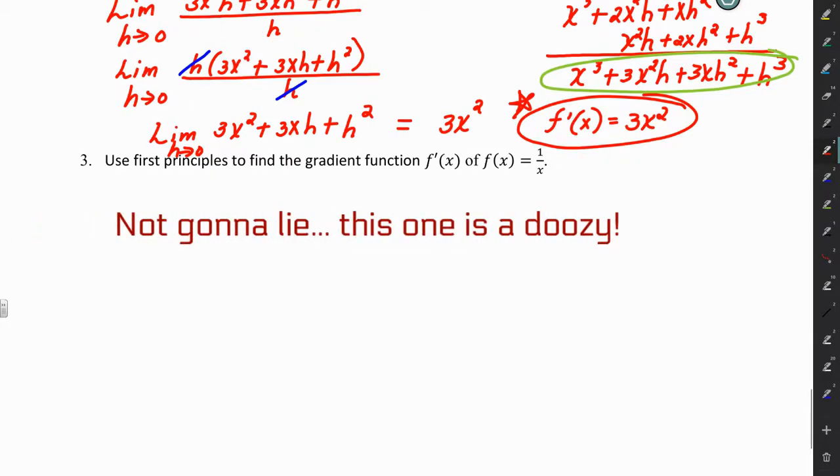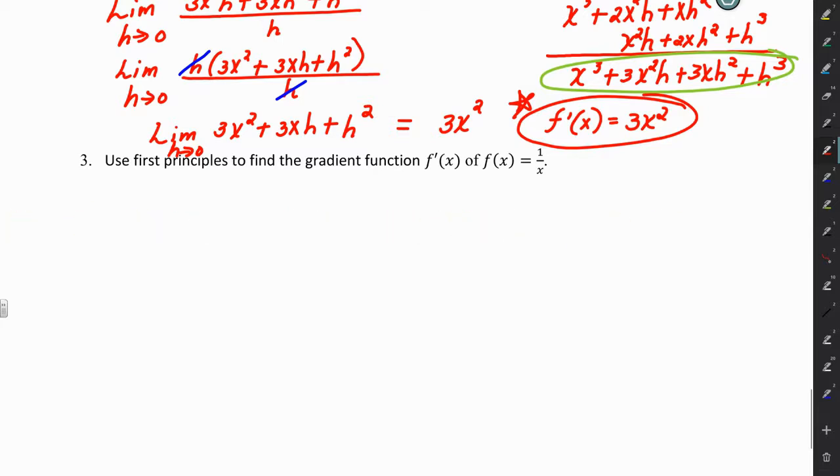Okay, this is the last one. If you really want a challenge, try to do it on your own. I would say at least give it a shot, and when you're ready, come back and take a look at my work. All right, so we're going to find the derivative. We're going to find the equation to find the slope of the tangent line for the function 1 over x.